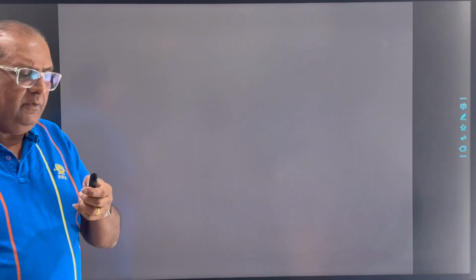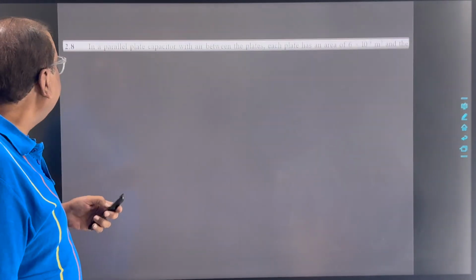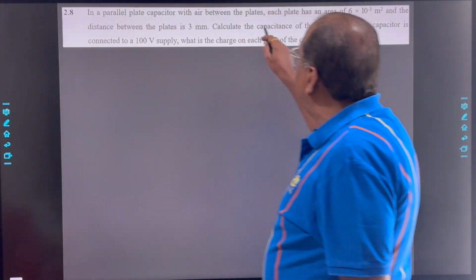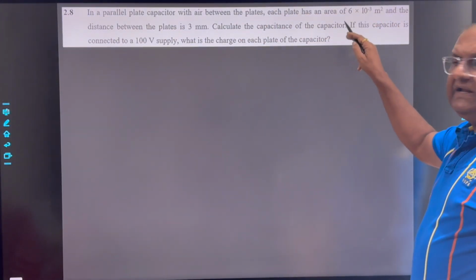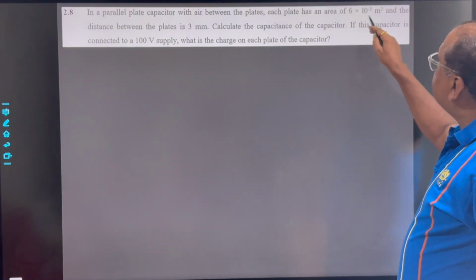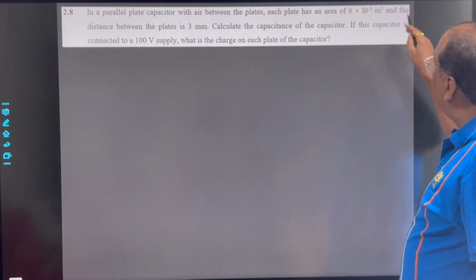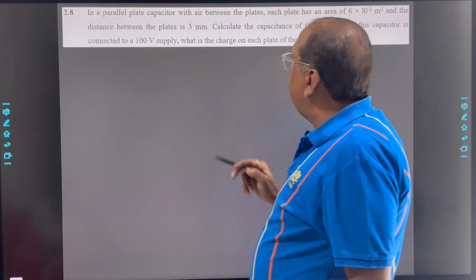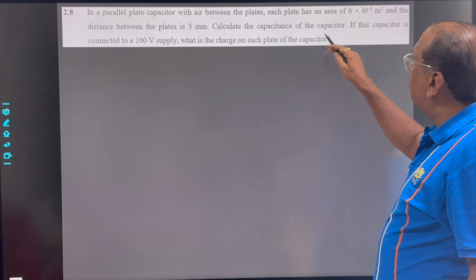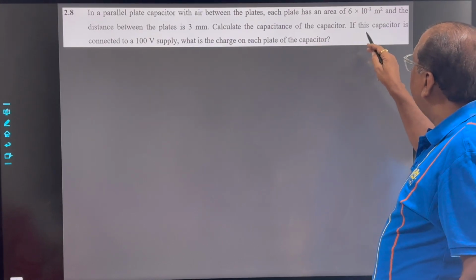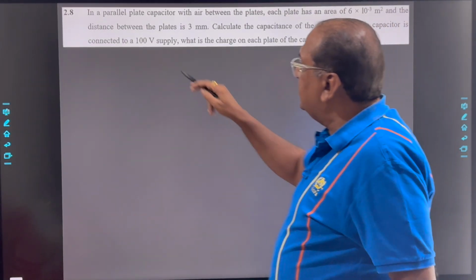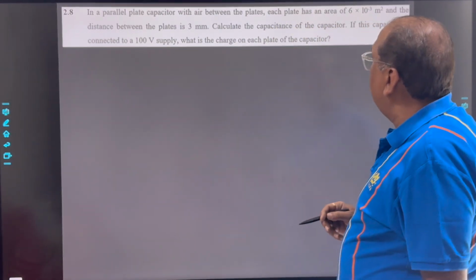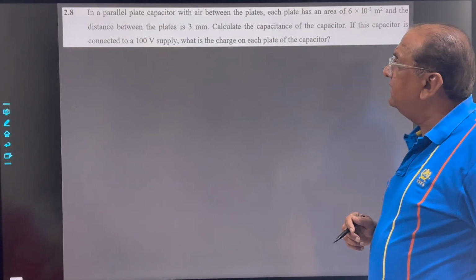Clear? Now example 2.8. In a parallel plate capacitor with air between the plates, each plate has an area of 6 into 10 raised to minus 3 meter square, and the distance between the plates is 3 millimeter. Calculate the capacitance of the capacitor. If this capacitor is connected to a 100 volt supply, what is the charge on each plate of the capacitor?